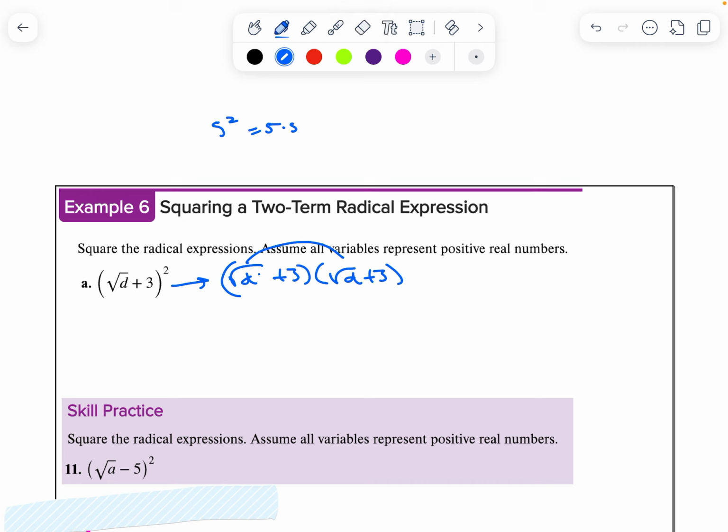So first times first, square root d times square root d is square root d squared. Square root d times 3 is 3 square root d. 3 times square root d is 3 square root d. 3 times 3 is 9. The square root d squared we just saw on that last slide. Same index as the radical. Square root d squared is just d. Those two will combine into 6 square root d, and the 9 will just come down. We don't have anything else that we can combine here.